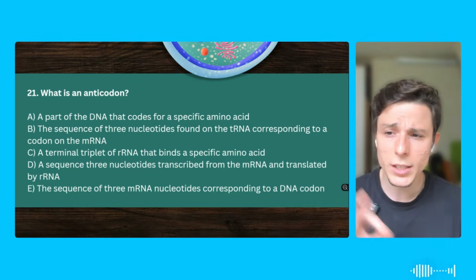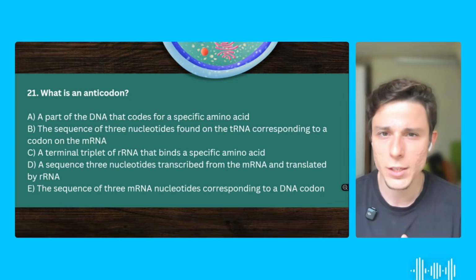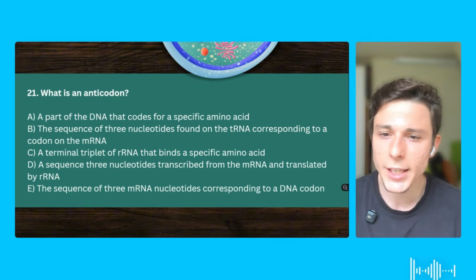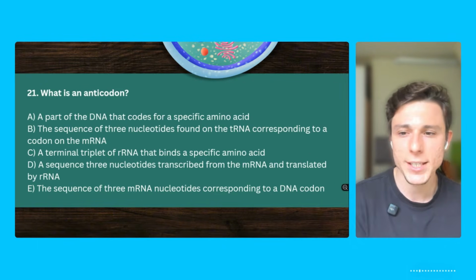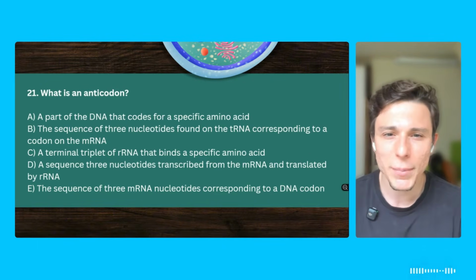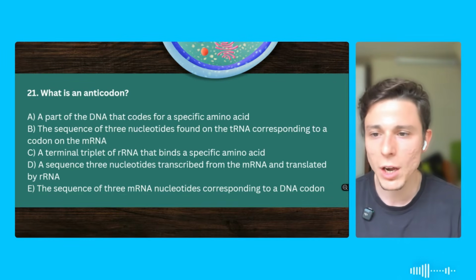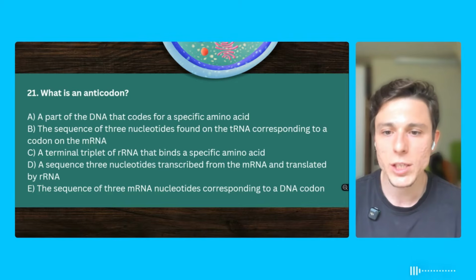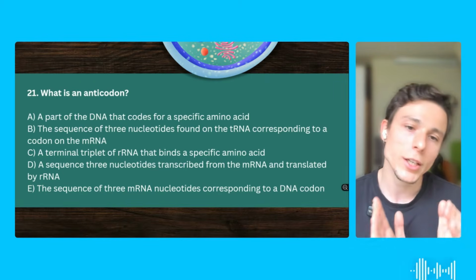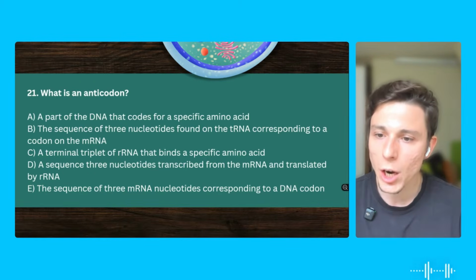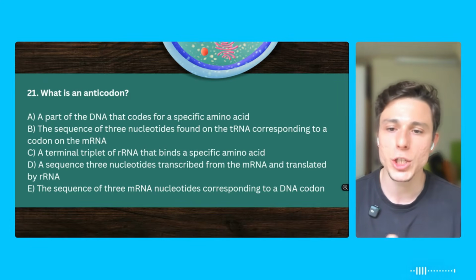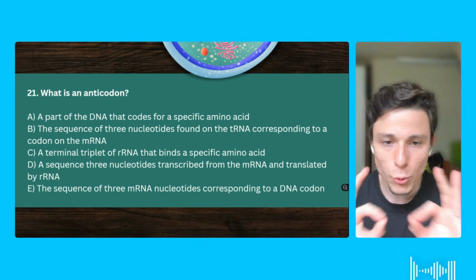So with this in mind, let's take a look at the options. Let's see what fits this description. Letter A, it's a part of the DNA that codes for a specific amino acid. Does protein synthesis happen close to the DNA? Not necessarily, there's a step in between, right? The letter A is not what we're looking for. Letter B, the sequence of three nucleotides found on a tRNA corresponding to a codon on the mRNA, the messenger RNA. Perfect. This is the best and most complete option.